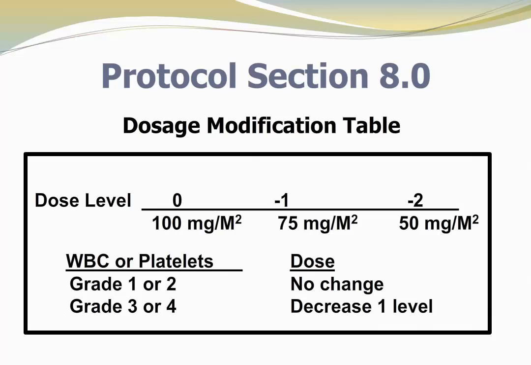In this example, for grade 1 or 2, there is no change in the dose level. For grade 3 or 4, the dose is decreased 1 level. Thus, if the patient's lowest platelet count was a grade 3 after receiving the 100 mg/m² dose, the next dose would be decreased 1 level to 75 mg/m².